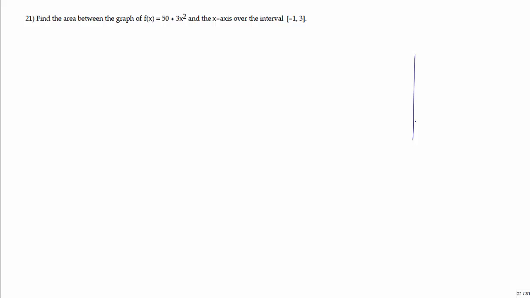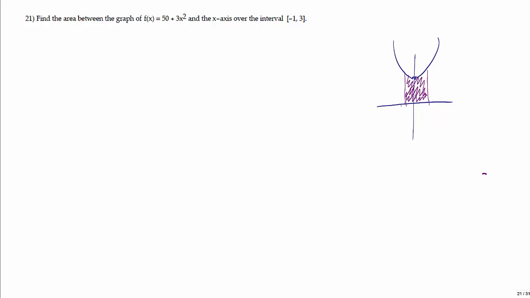Okay, so I know this is going to be a parabola. My vertex is at 50. It opens up. So something like this. And like I said, I don't need it to be a perfect sketch, just an idea. And then my endpoints, we're told that it's going to be from -1 to 3. So from -1 to 3. So I'm looking at this area here. So below that curve, above the x-axis, between -1 and 3.